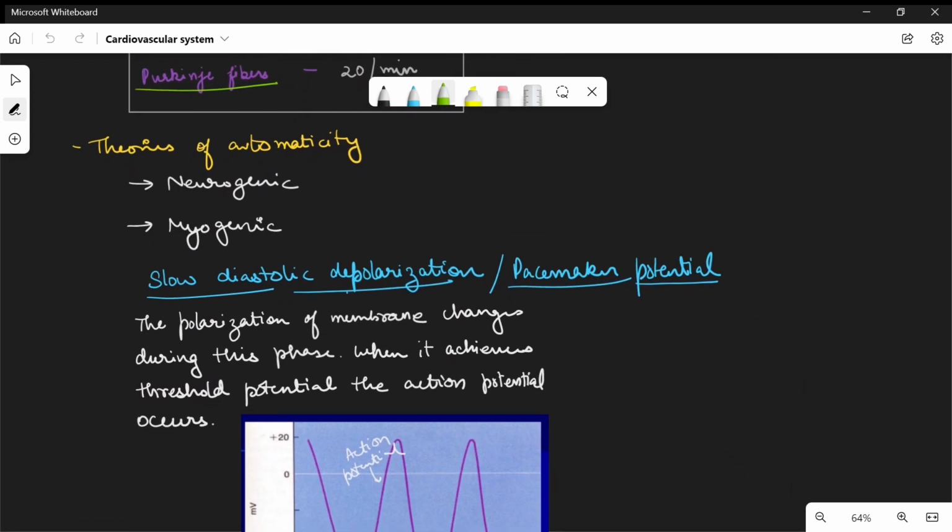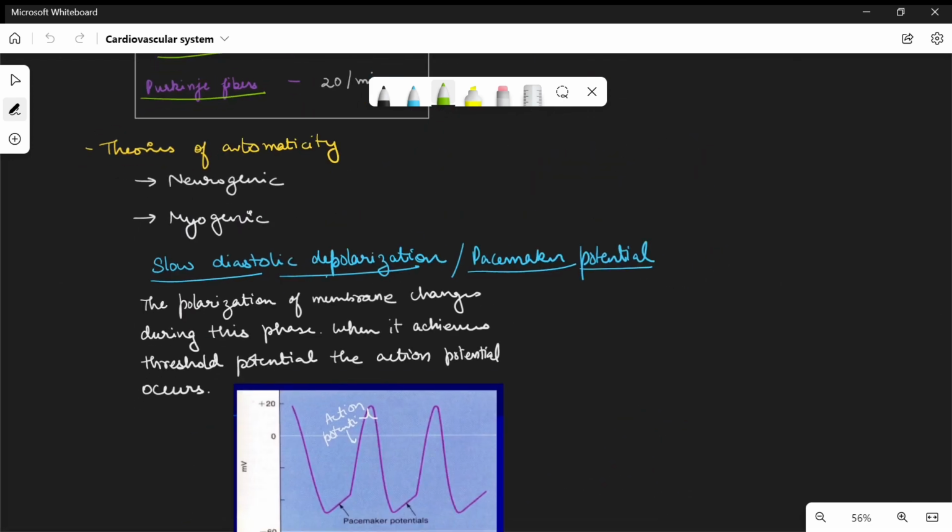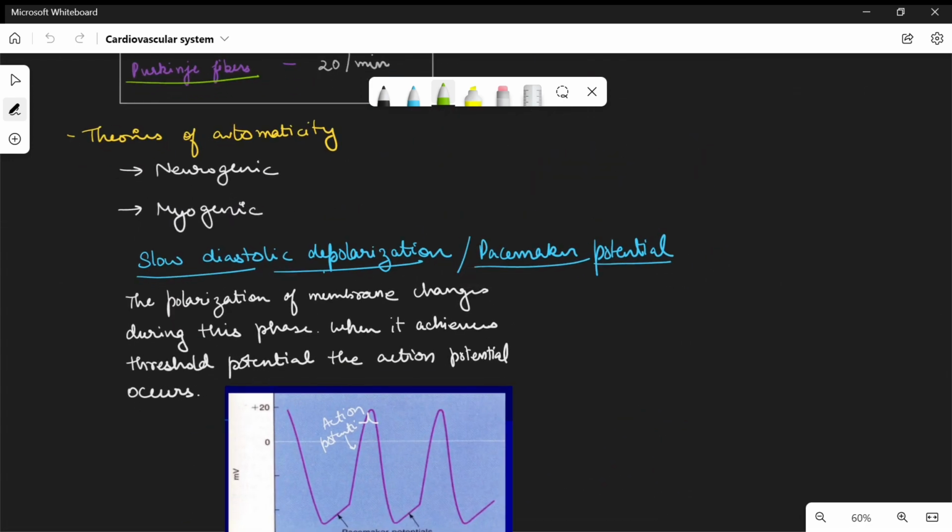Now there are certain theories of automaticity. After this we will be done with the presentation or the video. Theories of automaticity are of 2 types. First is neurogenic, second is myogenic. We all know that conduction in the heart is because of electrical impulse and also because of muscles. So these are the theories of automaticity.